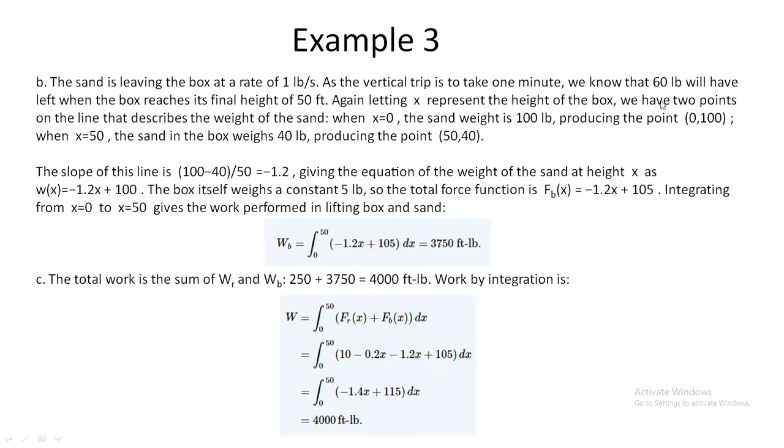Because this 60 pounds would have left your box, from this rate in which your sand is leaving the box, you will multiply 1 pound per second to 60 seconds. So then the total mass that left for a minute is already 60 pounds. So then the remaining amount is 40. Okay? Now again, letting x represent the height of the box, we have 2 points on the line that describes the weight of the sand inside the box.